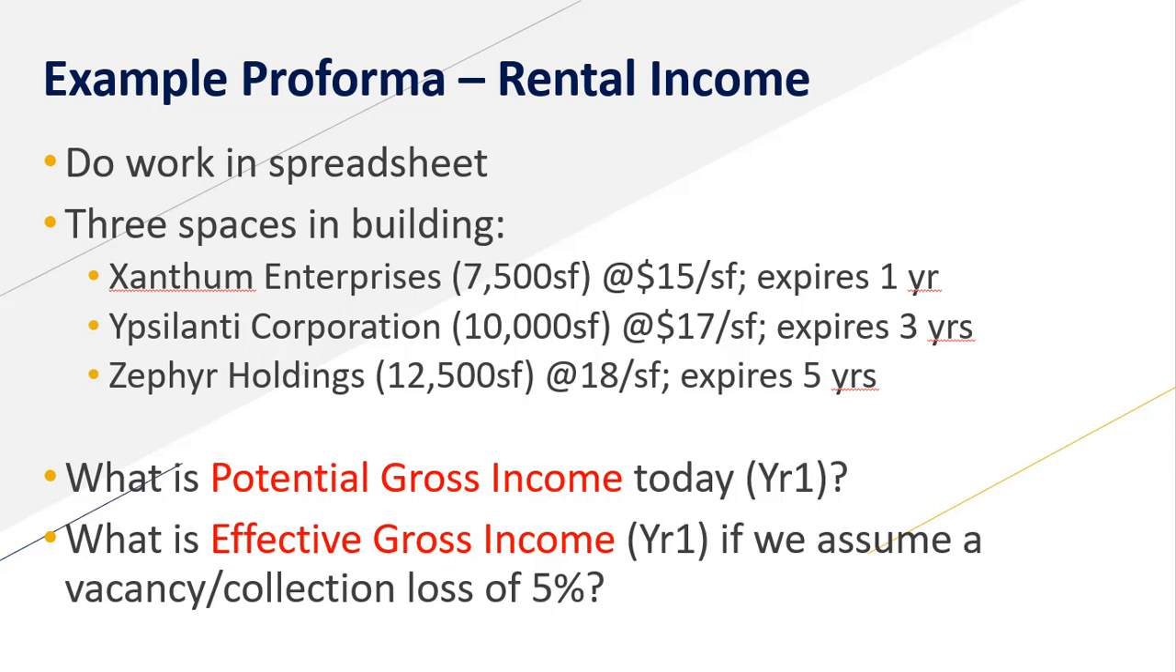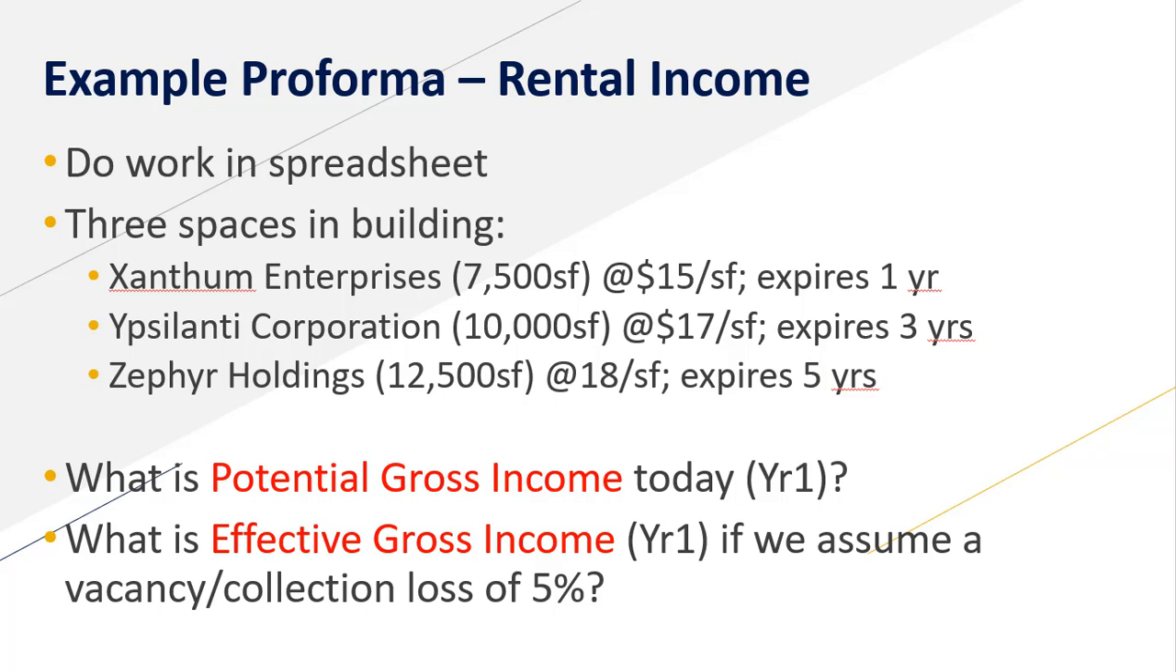So for instance, Xantham Enterprises, because they're paying 7,500 square feet times $15, that's going to be $112,500. Ypsilanti's, they're paying 10,000 square feet times $17 a square foot, so that's going to be $170,000. And then Zephyr, we would just get the product again of the square feet and the rent per square foot. And then we're going to add up all of those numbers together, and we would come up with the potential gross income. We don't have any vacancy in this building. We're assuming that these three tenants take up everything. So that's going to be the potential gross income.